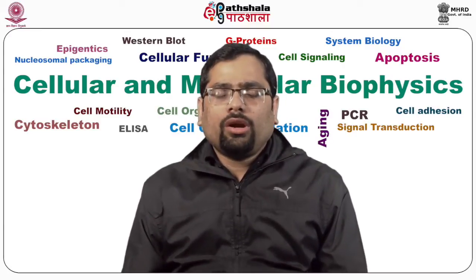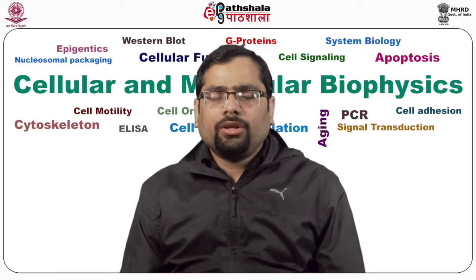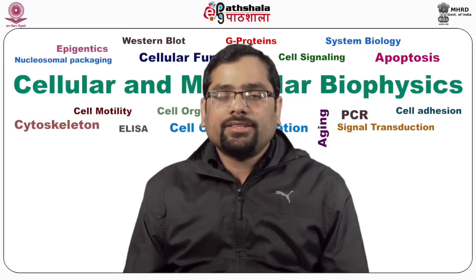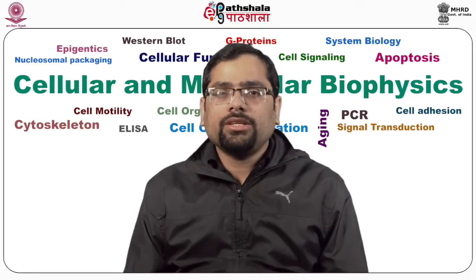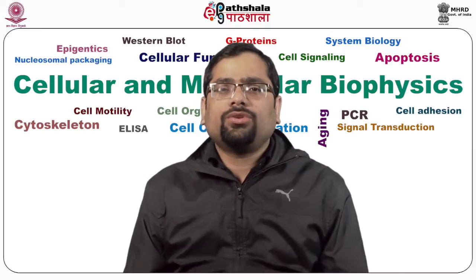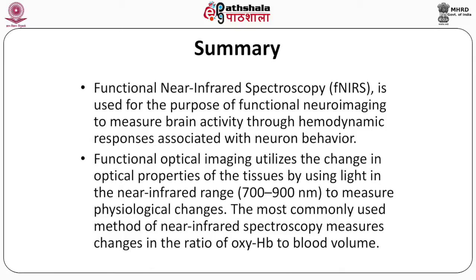So, we have talked about the history of the FNIRS, we have talked about the principles of FNIRS system, we have seen the various system types, we have seen the apparatus setting, the clinical uses and then the future aspects. After this, let's summarize today's module. Functional near infrared spectroscopy, FNIRS, is used for the purpose of functional neuroimaging to measure brain activity through hemodynamic responses associated with neuronal behavior.